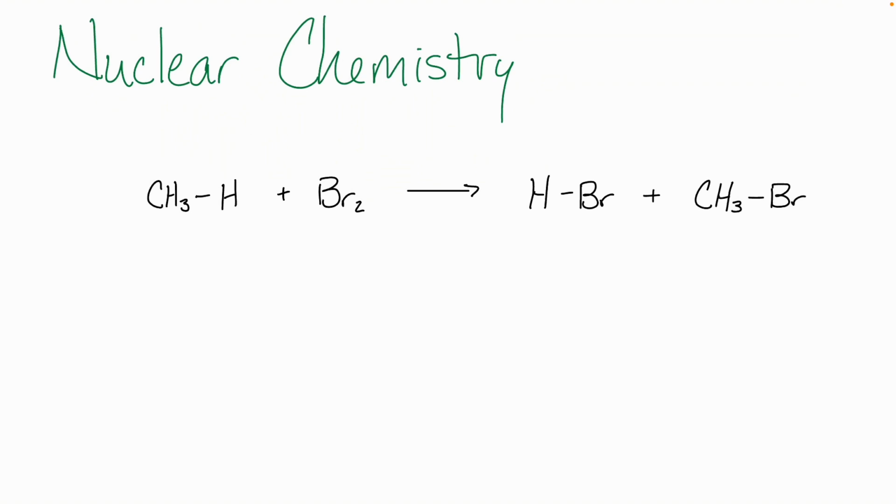And importantly, what I'm trying to stress here, let's actually draw this out. In this reaction here, we have bonds that are being broken, right? In particular, this carbon-hydrogen bond over here and this bromine-bromine bond over here. And then we have bonds being formed. All right, so this hydrogen-bromine bond and this carbon-bromine bond is a very typical reaction that occurs between organic molecules, all right? And this is characteristic of a lot of chemical reactions. Chemical reactions are about making and breaking bonds.